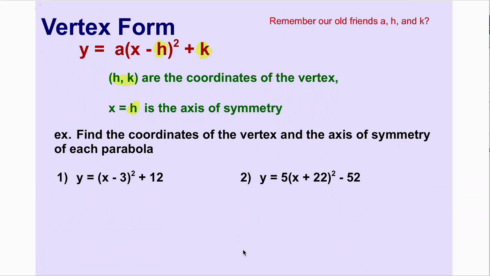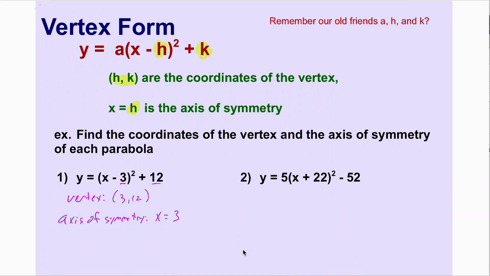In question number 1 here, x minus 3 squared plus 12, the vertex of that function will just be at h, k, 3, 12. Of course, it's a coordinate, so I write it in parentheses. The axis of symmetry will just be x equals 3, the x value of the vertex.